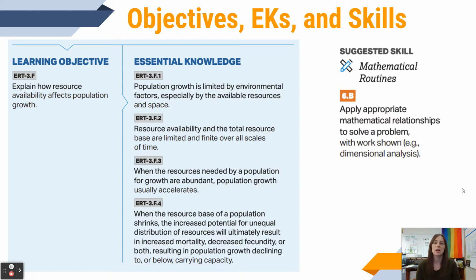Some of the essential knowledge that you're going to gain is some of the different factors that impact population growth, such as resources and what they have available, and the different types of rates of growth that these can cause in our different populations. And we're going to look at some of the actual calculations of how to figure out the growth that's happening. The suggested skill for today is mathematical, that you'll be able to apply appropriate mathematical relationships to solve a problem with work shown by doing things like dimensional analysis.